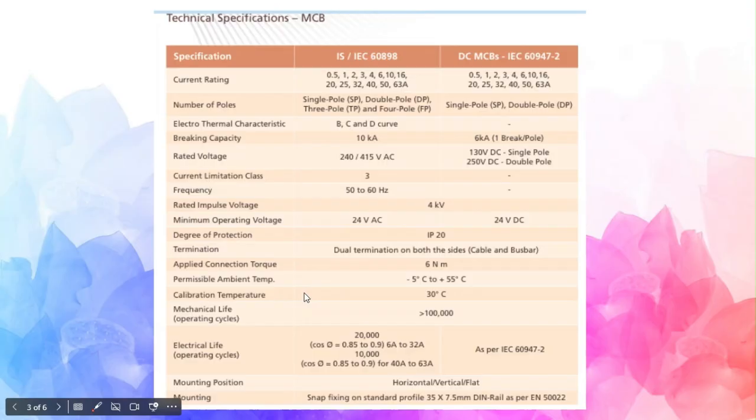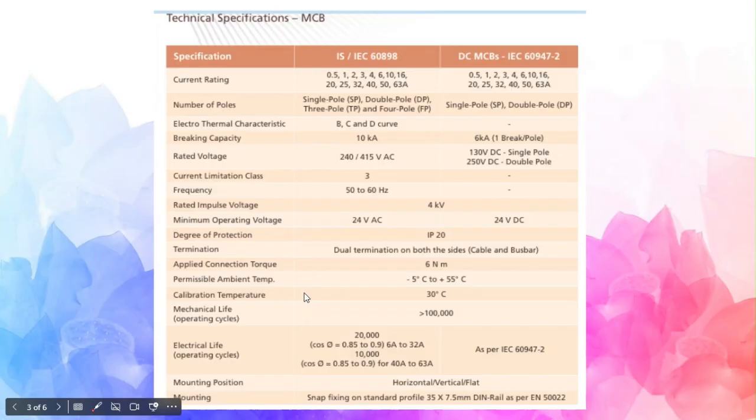Degree of protection is called IP protection, which is ingress protection of the enclosure. I'll create a separate video on ingress protection, but for now, let us understand the meaning of 20. The first digit 2 represents the size of the solid particle, and the second digit 0 represents liquid, in most cases water, protection against water. So 2 means a particular size of dust cannot enter the enclosure, and the 0 means there is no protection against water or liquid.